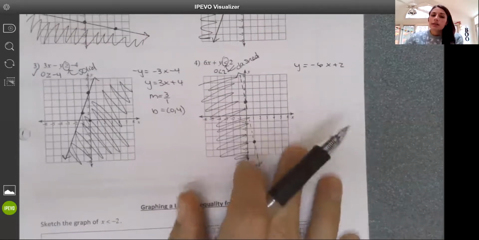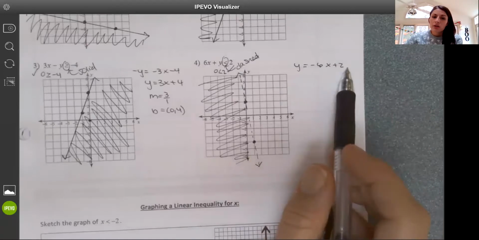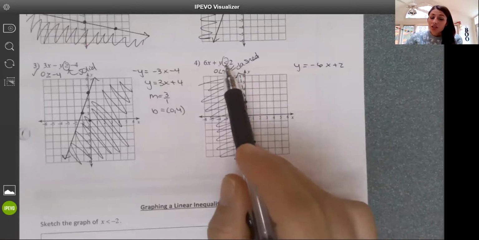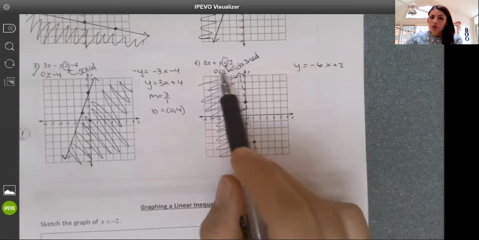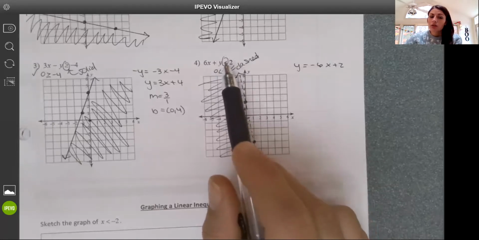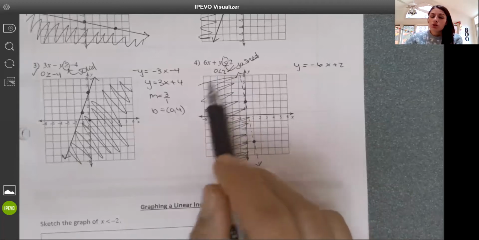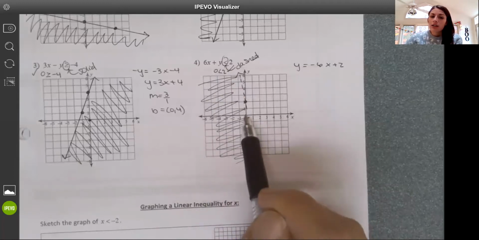On 4, same idea. Did you have the right slope and y-intercept? Slope of negative 6, y-intercept at 2. Did you draw a dashed line? Okay, did you take the time to observe what was happening here? This is a non-included inequality, dashed line. (0, 0) works, so I should shade the side of the line that has (0, 0) on it.